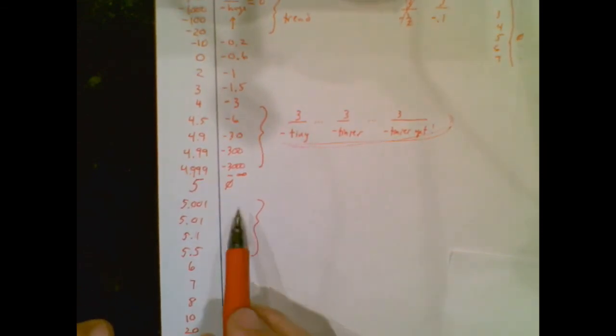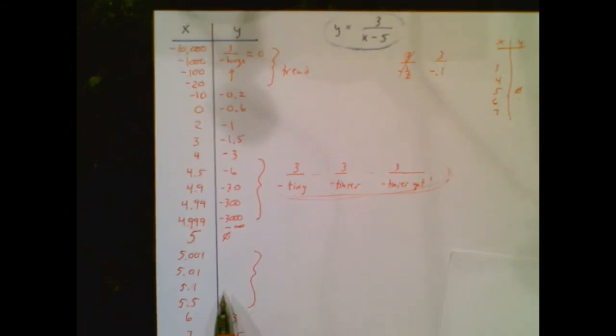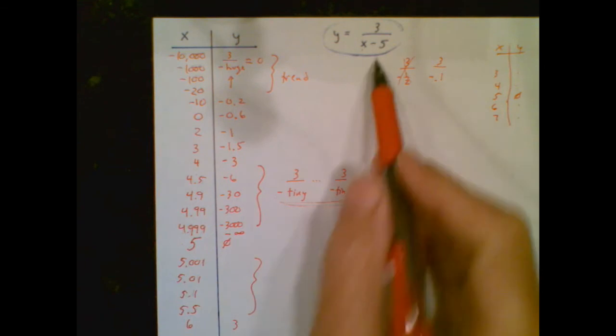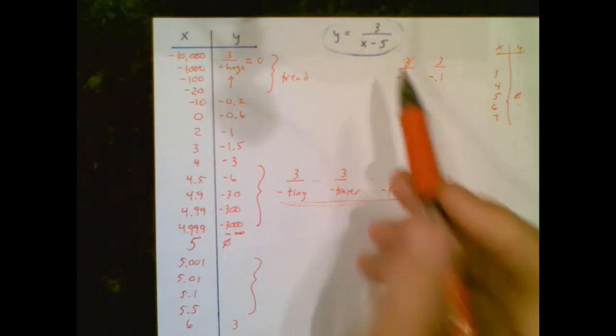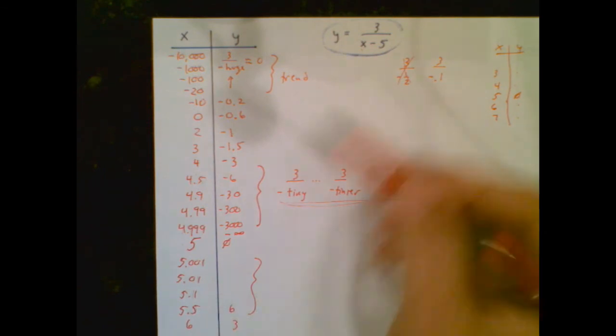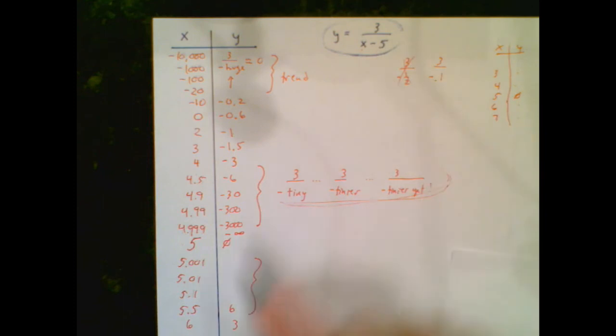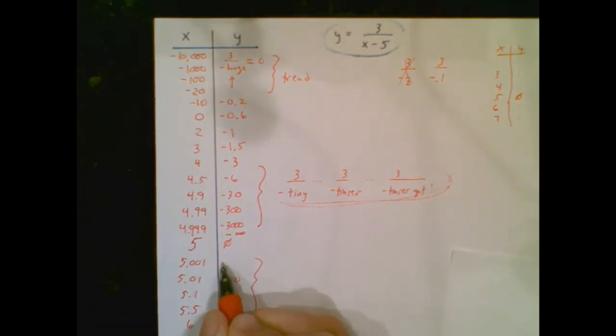Okay, so the same thing over here. If I plugged a 5.5 into that equation, can I get those both? Yeah. It's 3 divided by a positive 1/2, so that's a 6. Plug a 5.1 in, that's 3 divided by a 0.1, which is a 30. You get my point, which means we're headed towards positive infinity.